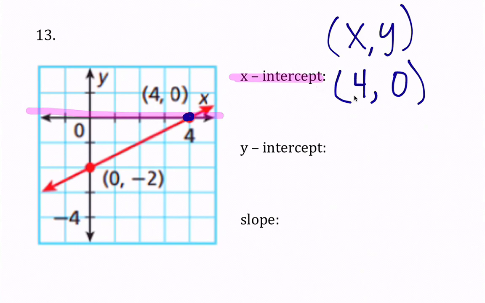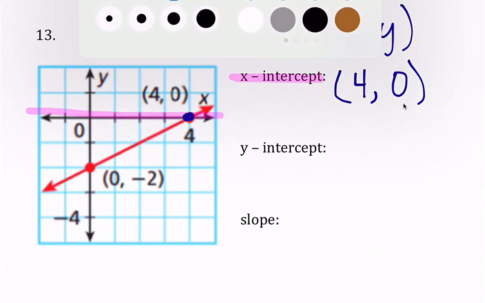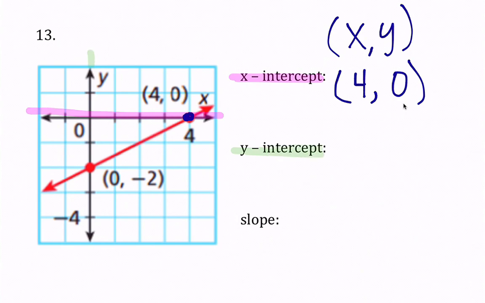So your x-intercept is going to be the x value when the y is 0. So that's how you can always identify your x-intercept. Look for where the y is 0. Your x-intercept is the x value when y is 0. Okay, let's do the y-intercept.